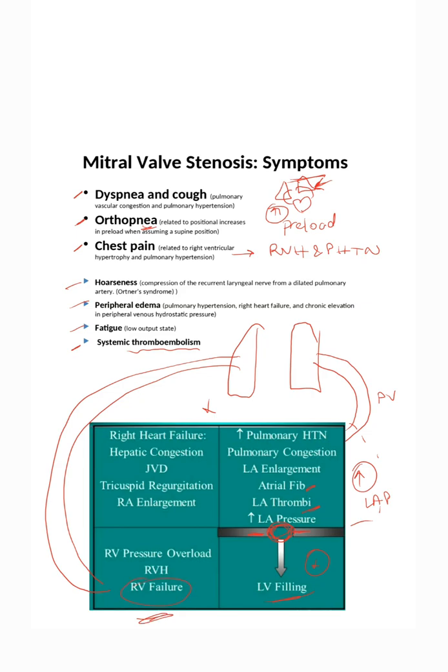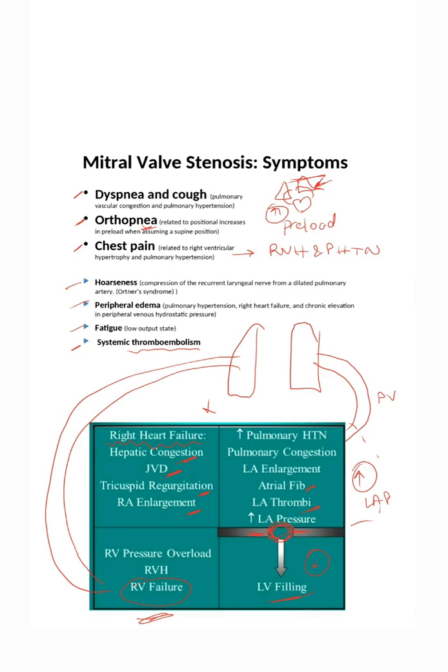may also ensue. The various clinical features of right ventricular failure may include hepatic congestion, increased jugular venous pressure, tricuspid regurgitation, or right atrial enlargement. So as you can see, mitral stenosis can lead to profound and lethal complications.